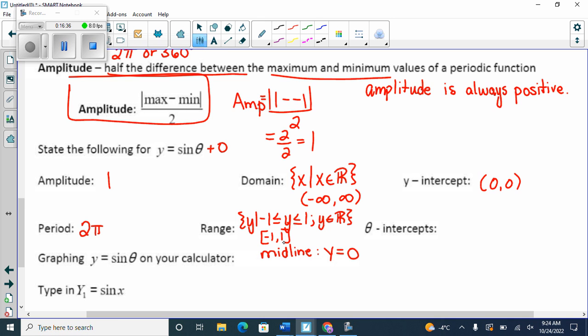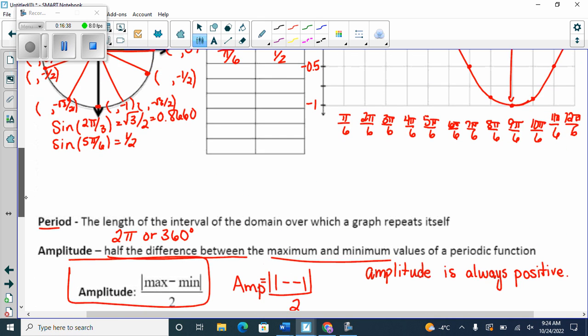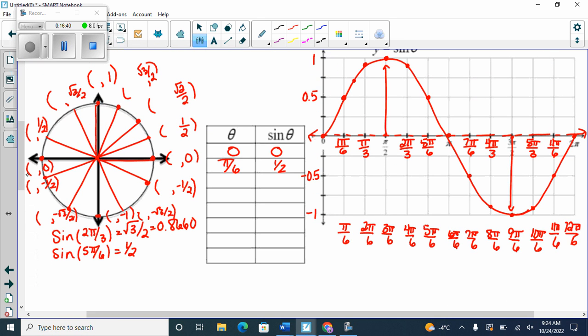Now theta intercepts. Where's my first intercept? 0. Then the next one? Then the next one? Can we go this way, to the left? Yeah, what would be the next one? -5 then?